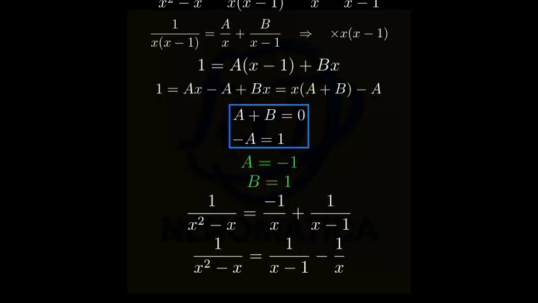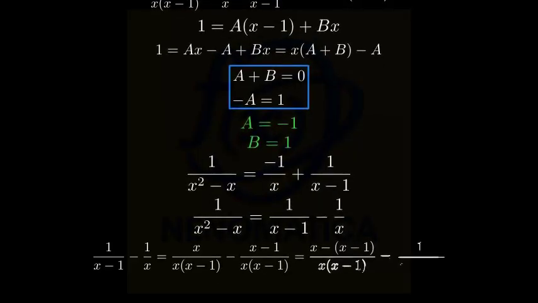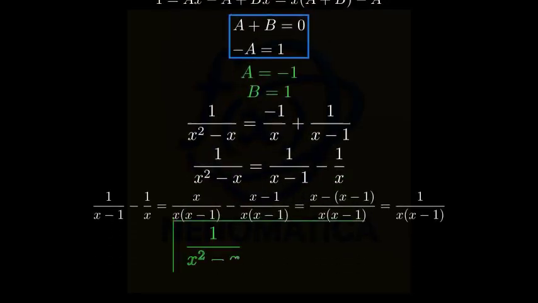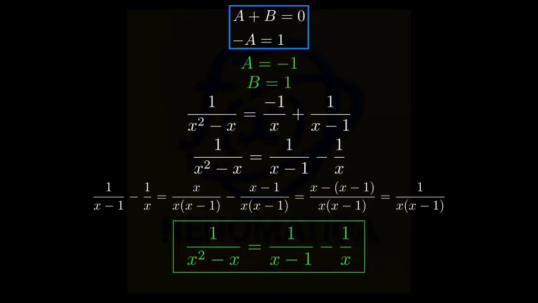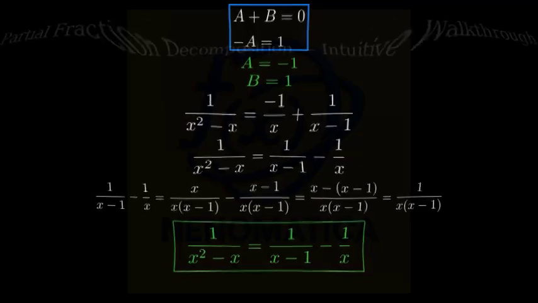Finally, let's quickly verify by recombining the right side. 1 over x minus 1 minus 1 over x equals x over x times x minus 1 minus x minus 1 over x times x minus 1, which simplifies to 1 over x times x minus 1. So our decomposition is correct. Therefore, the partial fraction decomposition of 1 over x squared minus x is 1 over x minus 1 minus 1 over x.